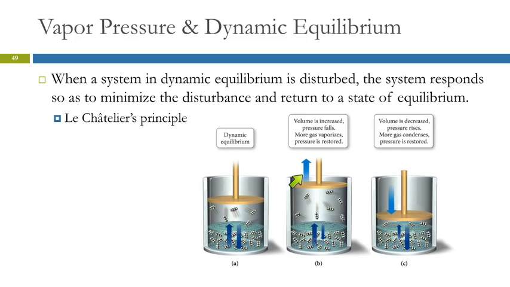If we expand the volume of the container, what does that do to the concentration of the gas? It decreases it. Now you have the same number of particles spread out in a larger area. That is a lower concentration, a lower pressure. So then what happens is the rate of condensation decreases. Rate of evaporation stays the same.